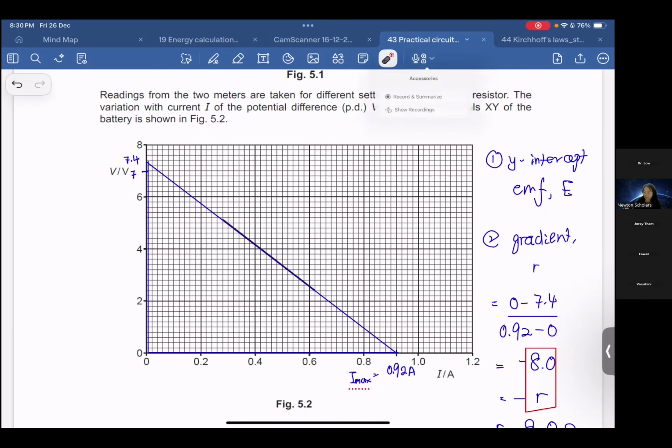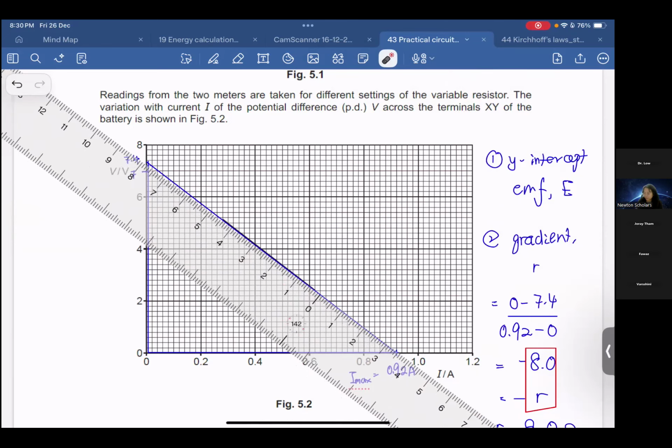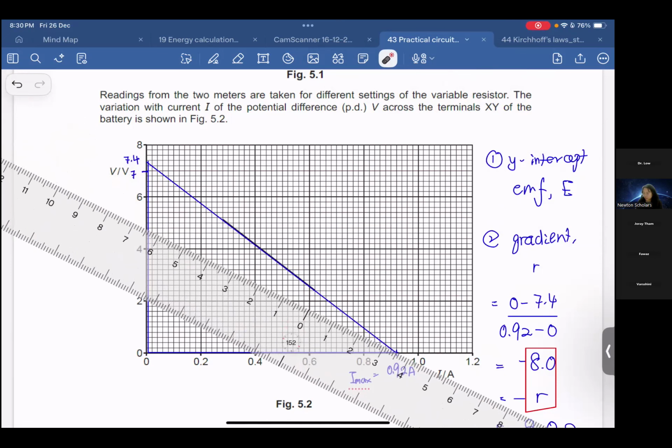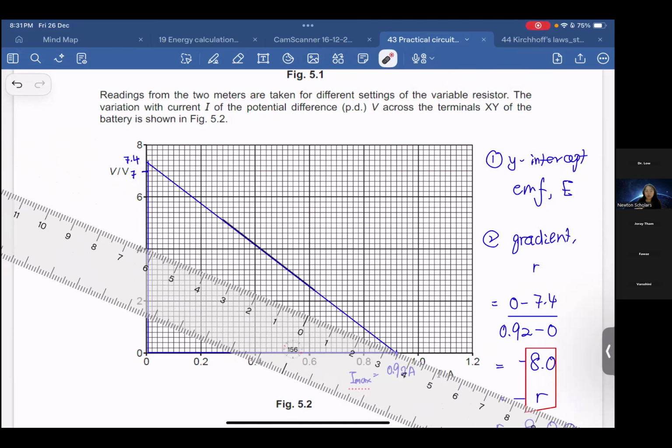So how is your line? Right now you have a lower gradient, so it will be less steep, something like this. And then the same range of current, so my final point I still make at 0.92. Lower electromotive force, EMF, so we can start from any point here. As long as your gradient is smaller, then your EMF is lower. That is your final answer.